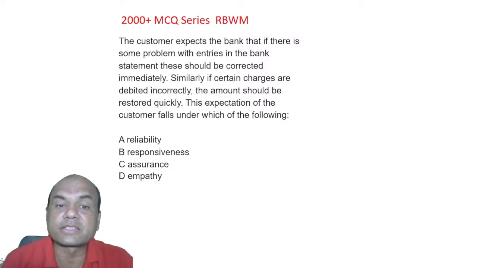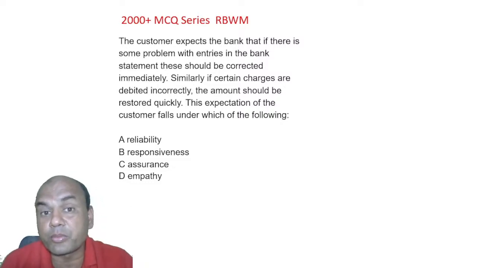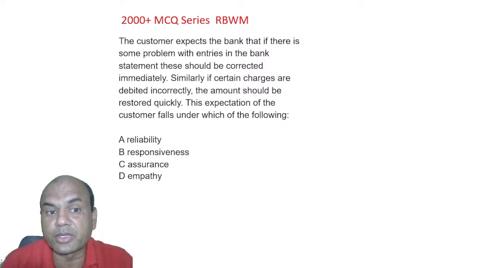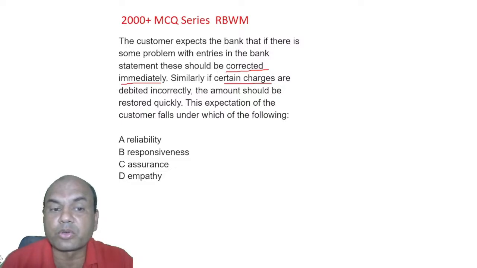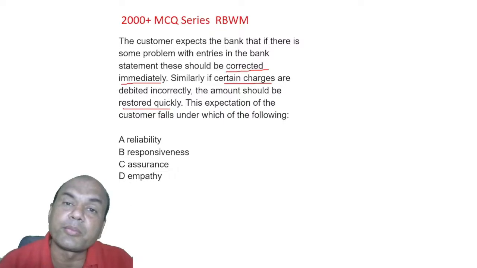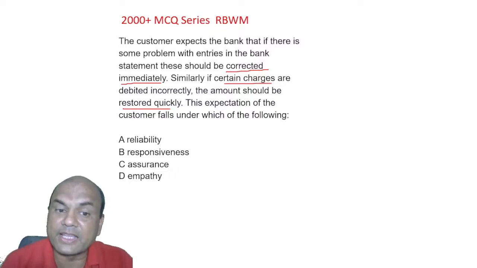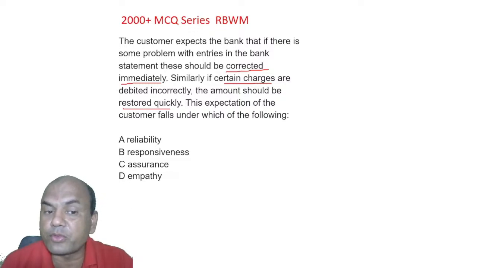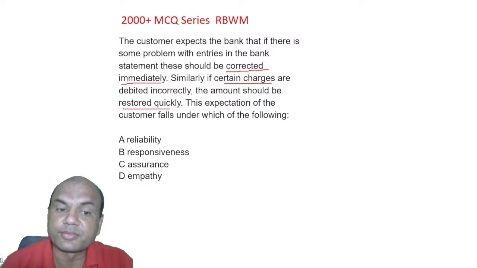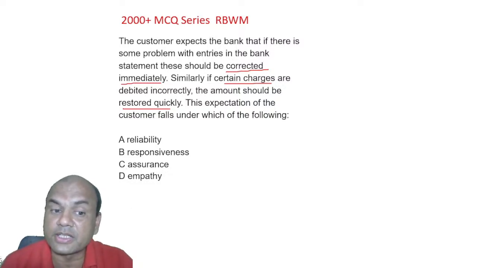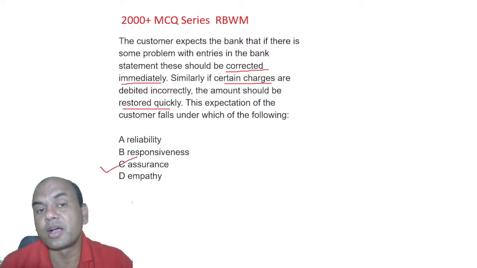Here, if there is something wrong in the statement from your side, that needs to be corrected immediately. Similarly, if certain charges are debited, the amount should be restored quickly. Now, it doesn't mean that the customer will come to you and then you will restore it. Then it would have been called responsiveness. Many of you are typing responsiveness over here. The answer is not responsiveness. It is assurance.